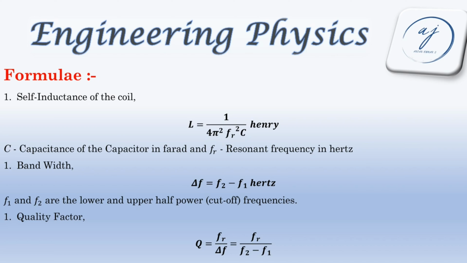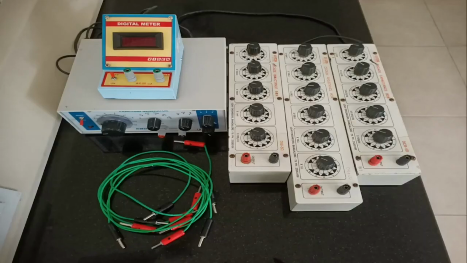To calculate the bandwidth, the formula is as shown, that is delta F is equal to F2 minus F1 or Fh minus F1. The quality factor is calculated using the formula Q is equal to Fr divided by F2 minus F1 or bandwidth.